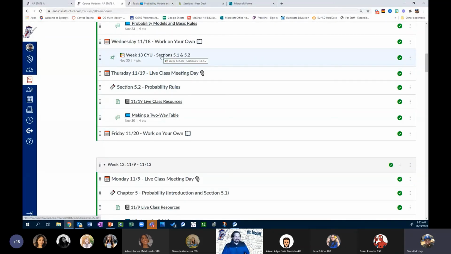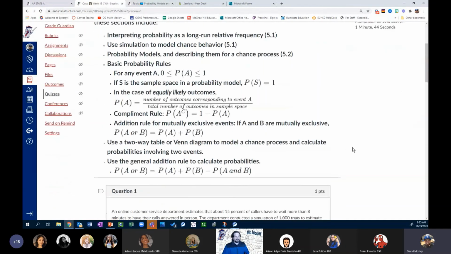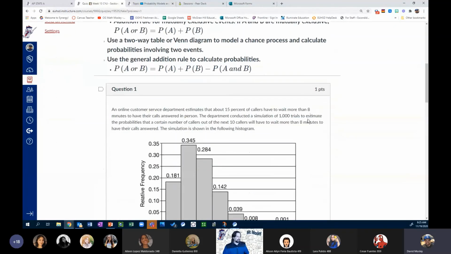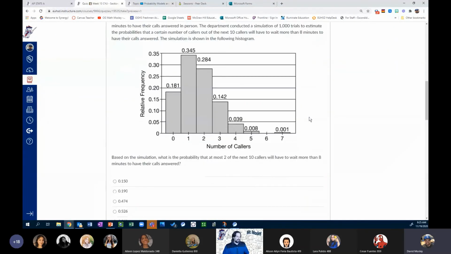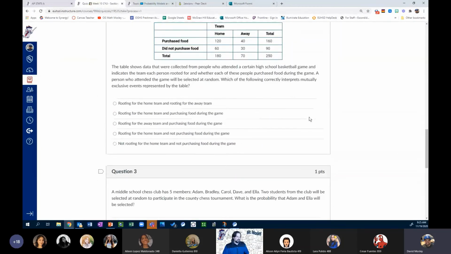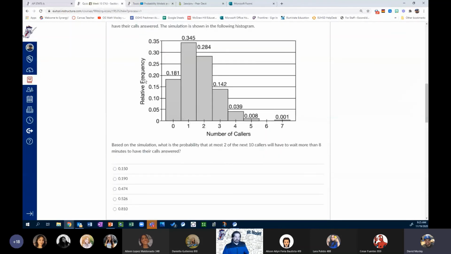There's the week 13 CYU that is now available. It is 4 multiple choice questions. This is just some things that you should know based on the lessons we've done. And yeah, it's all multiple choice. There's a 2-way table using a relative frequency histogram here to determine probabilities.